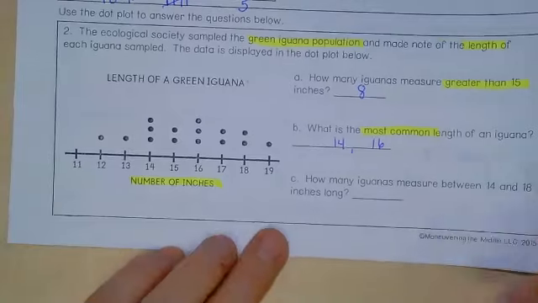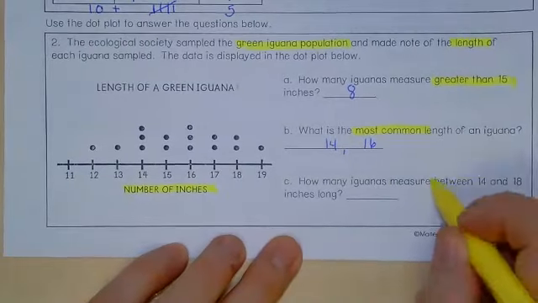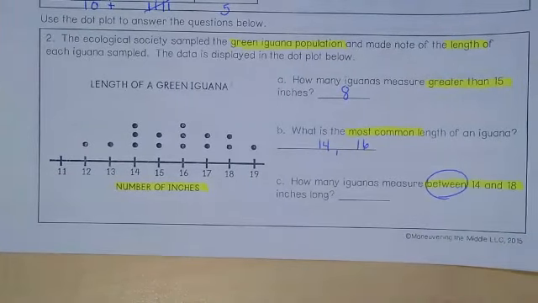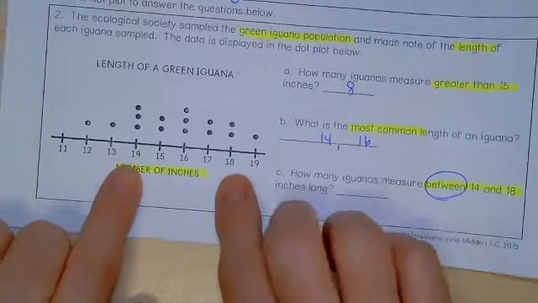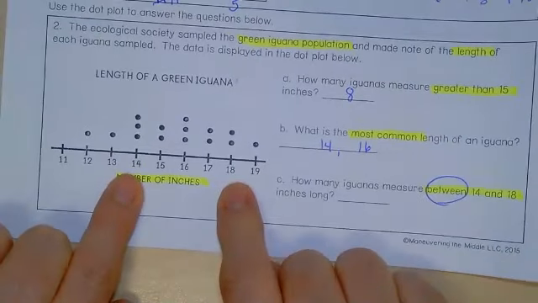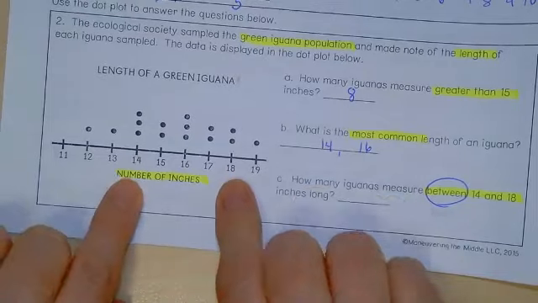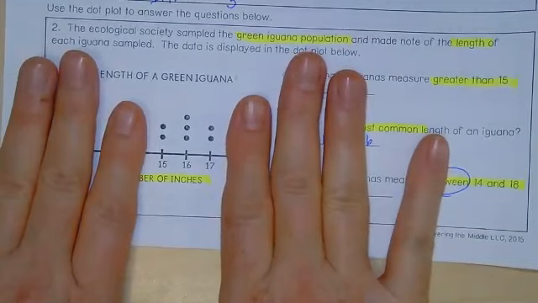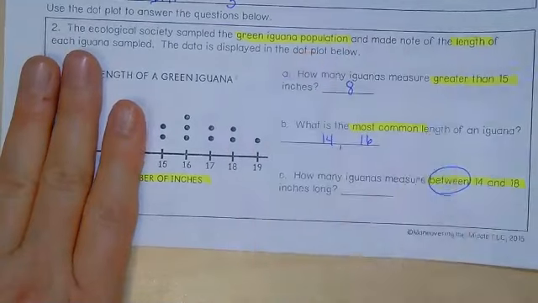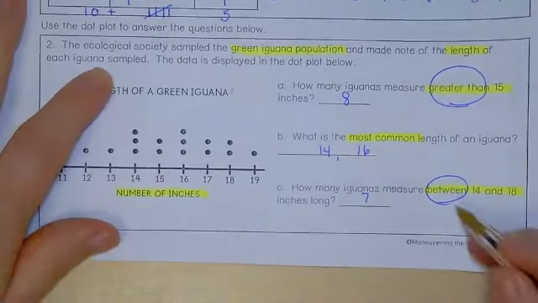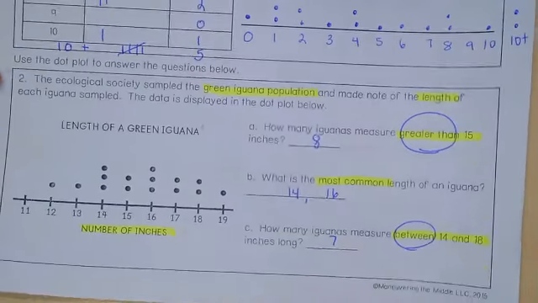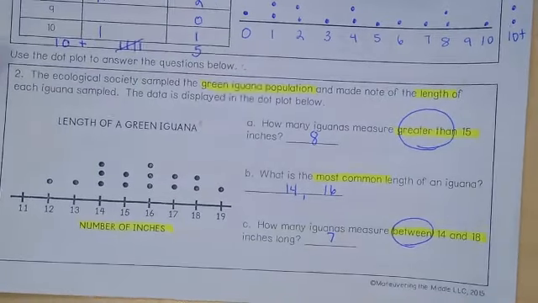Here's the last one. How many iguanas measure between 14 and 18? Notice the word between. Super important. So here's 14 and here's 18. Am I going to count the 14s and the 18s? No. I want to know what's between 14 and 18. So I'm going to cover all that up. And what's in between? Kaden? Yeah. 7 is exactly right. So the words like greater than and between, circle those. Because those are the kinds of things that, when you make a mistake, it's just a misread. You know the math, you're just not paying attention to those words.